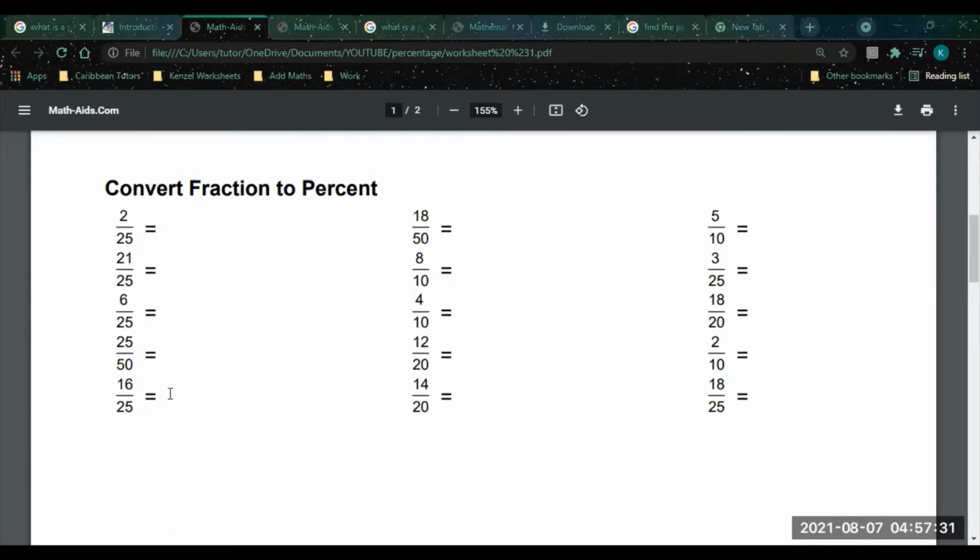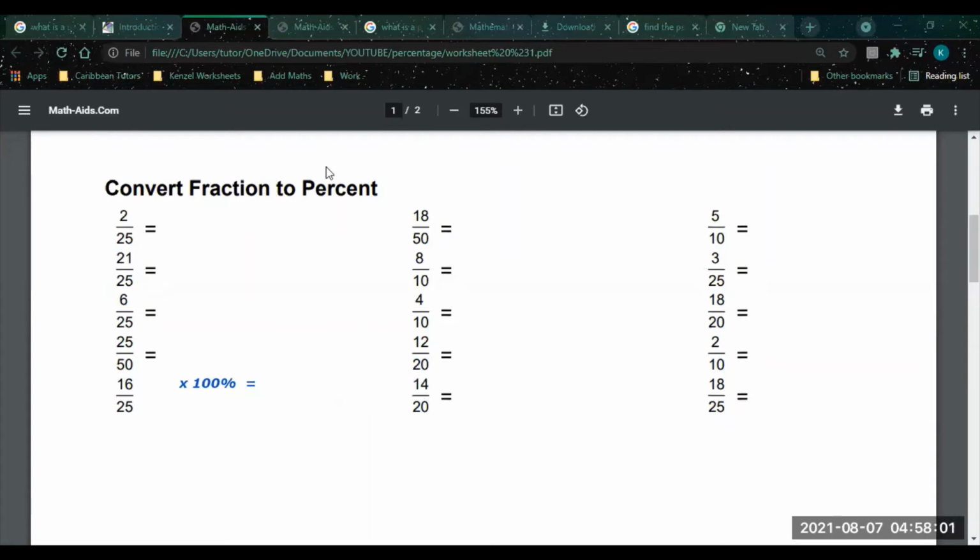So 16 over 25, in order to convert a fraction to a percentage, you take the fraction and multiply it by 100%. That is all you do. To work this out, you multiply it by 100%, which is the same as 100 over 1, which I should probably type instead of just mentioning verbally.